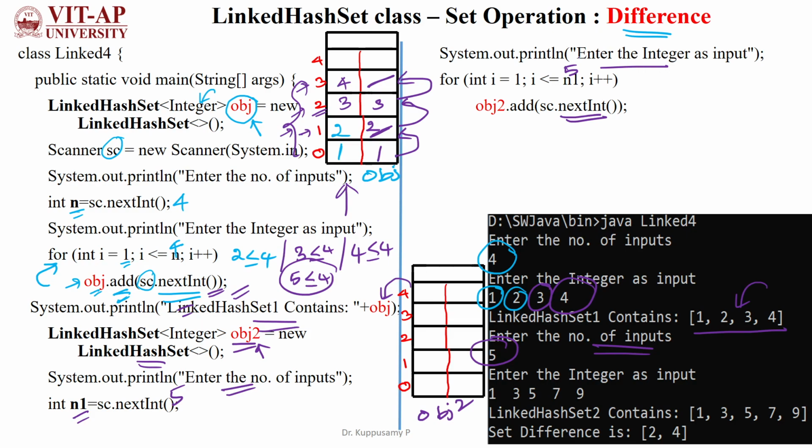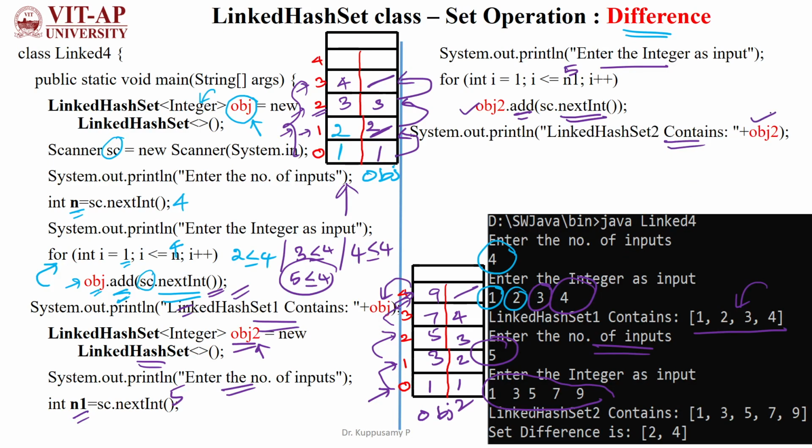Then these runtime inputs are added into obj2 one by one. What are those inputs? 1 3 5 7 9, which are added one by one. At the same time, as we add them one by one, the address field is also updated to create the link between each element available here. Okay, I have already explained this. So now we have the second LinkedHashSet, the obj2 variable, with the values 1 3 5 7 9 given in this set.